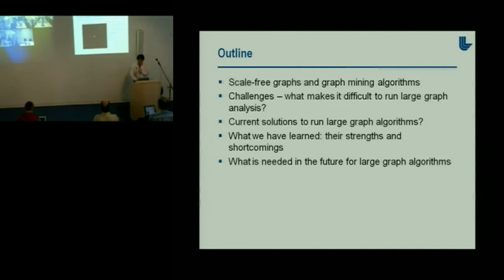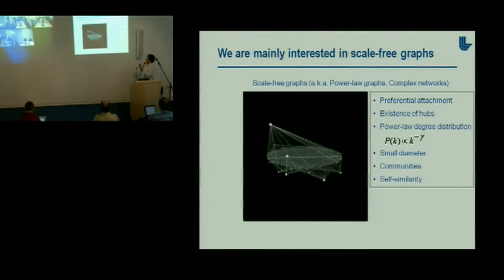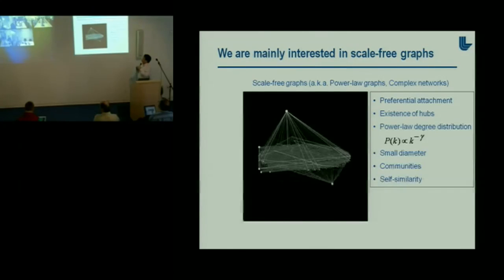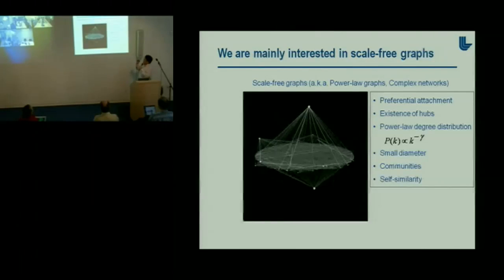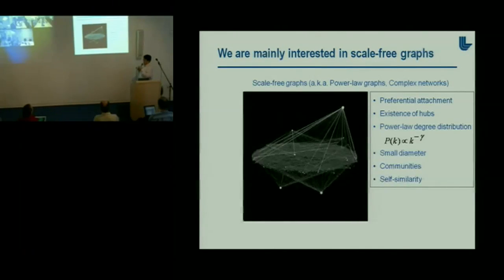Okay. So the graphs that we are interested in are called scale-free graphs, also known as power-law graphs or complex networks. These graphs are random graphs that are constructed over some period of time without any external control or intervention. Barabasi and his group have shown that scale-free graphs can be built by connecting a new vertex to popular vertices with large degrees. This method is known as preferential attachment.